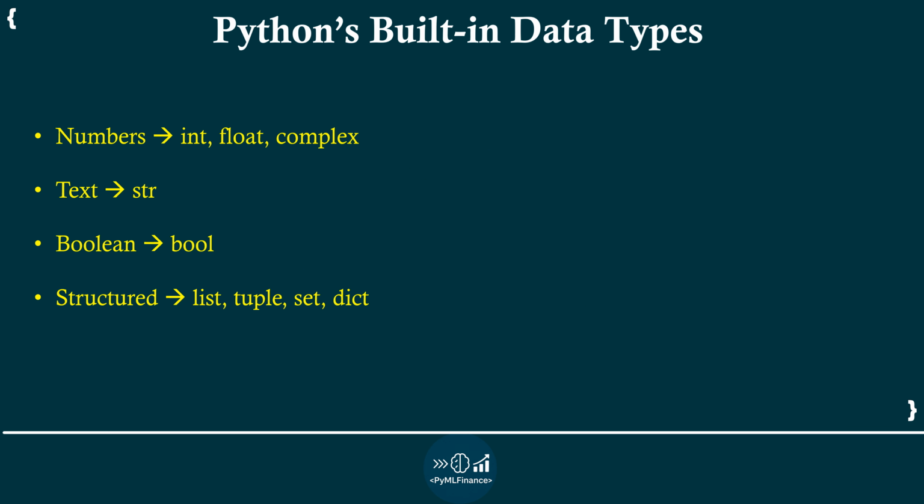Now let's talk about some built-in data types of Python. These are some built-in data types of Python. Numbers, which has int, float or complex. Text, the data type is string. Boolean, having Boolean value like true or false. And structured data types, which we also sometimes refer to as data structures. It stores a collection of items like list, tuple, set or dictionary.